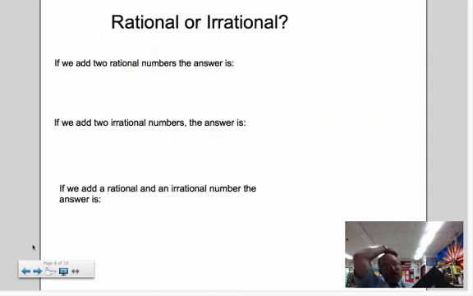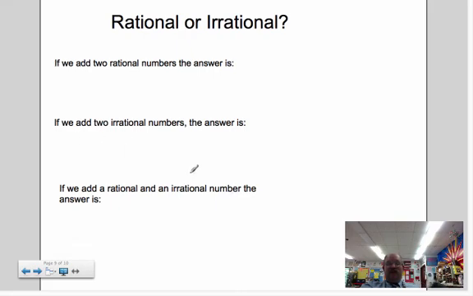All right, so a couple of questions for you to leave here with. If we add a couple of rational numbers, do we get a rational number or an irrational number? Think of cases where it works, and think of possible ways that you could make it not work. If I add two rational numbers, do I get a rational number? Do I get an irrational number? If I add two irrational numbers, what happens?